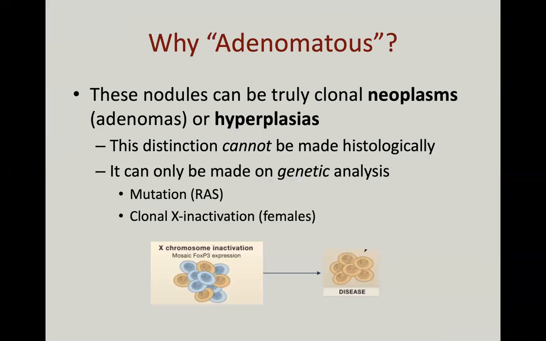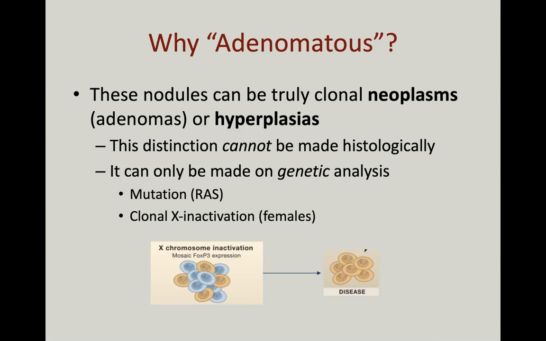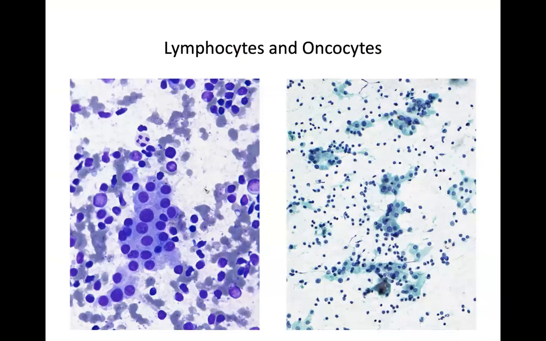So why do I call these adenomatous nodules? Because we are not able to distinguish based on histology alone whether these nodules are truly clonal neoplasms, i.e. adenomas, or hyperplasias. And so really only genetic analysis, such as the presence of a mutation or clonal X inactivation, will tell you if these are truly adenomas. So I end up just calling them quote unquote adenomatous, because they could be adenomas, they could not be, doesn't really matter. They're benign and they're out. So rather than commit, we just kind of take the path of least resistance here.